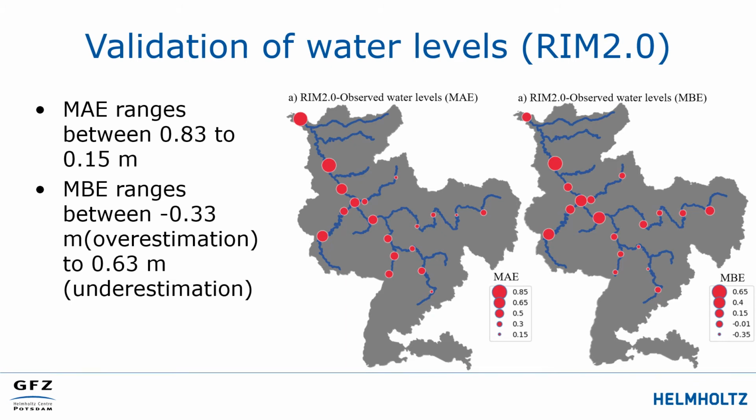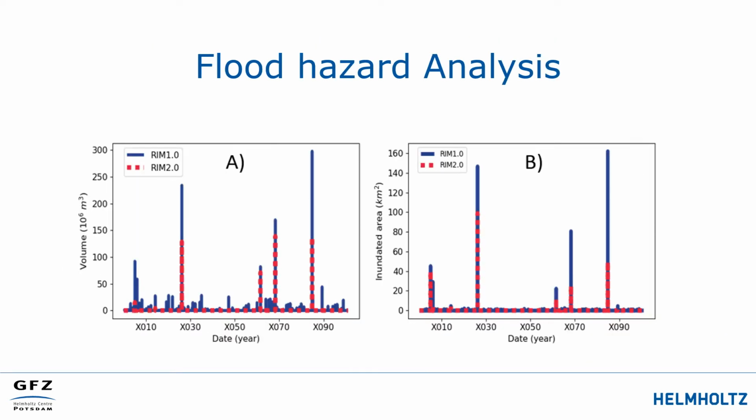For the water level calibration, the performance of RIM2 ranges between 0.83 and 0.15 meter based on mean absolute error, and ranges between 0.35 overestimation to 0.65 underestimation based on mean bias error. The next comparison between both models is based on the total inundation volume and the inundation area in the whole catchment. The difference between both models is very clear, with both models capturing the main events, and RIM1 simulates a large number of small events.